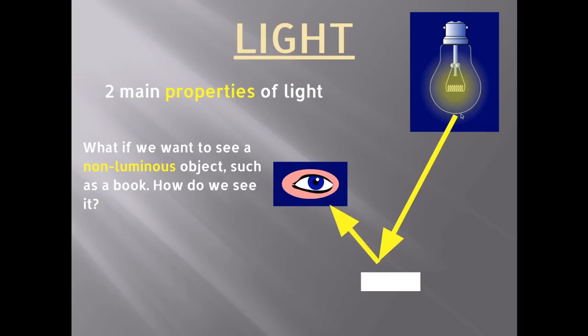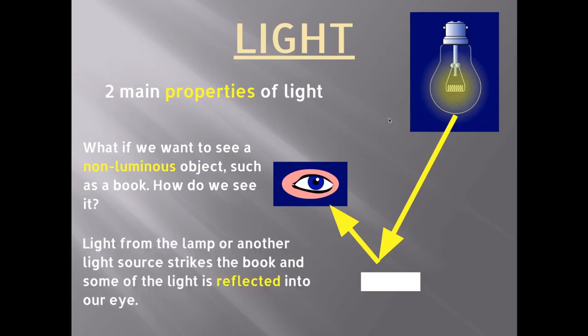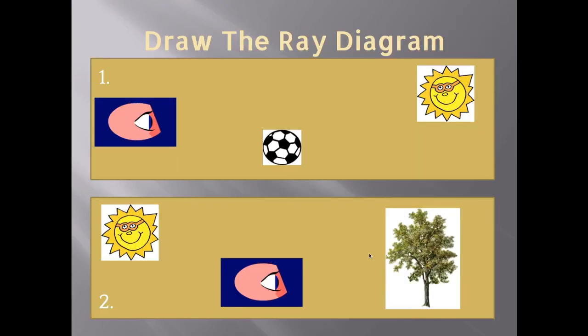So now you see how you have a ray diagram. You have a ray coming into the object, you have a ray coming out from the object into your eye. That's how you see it. And here, where the ray changes direction, that's reflection at the surface, right? So, keyword reflected or reflection here. And this is what happens with non-luminous objects. Pretty much most of the things we look at.